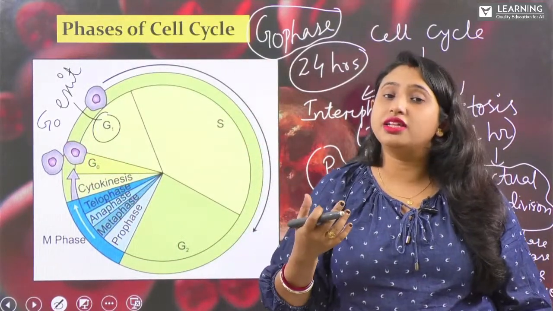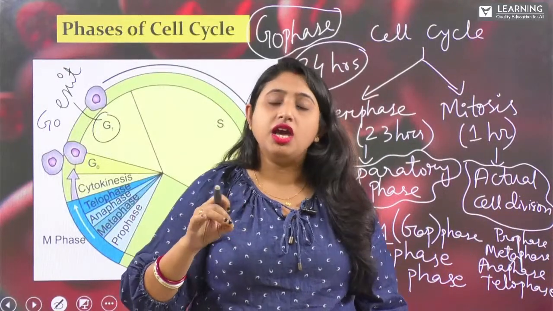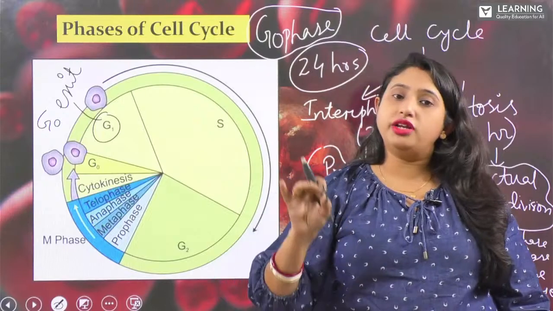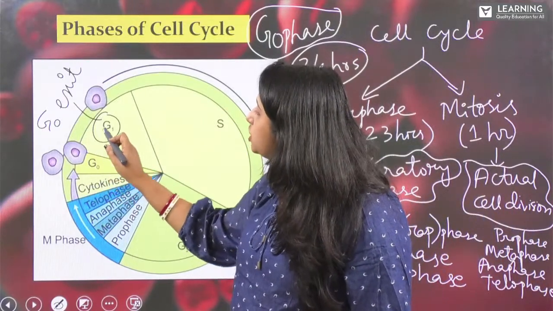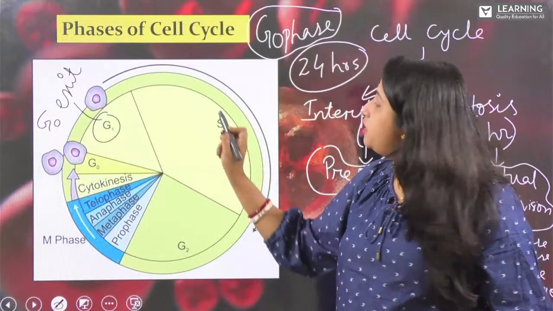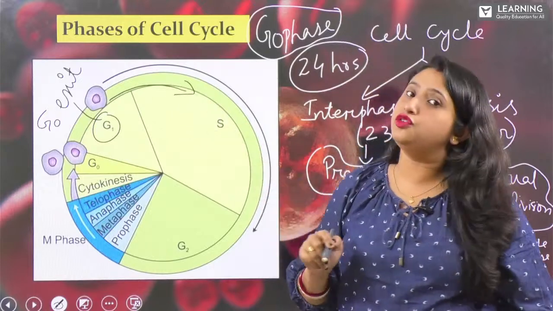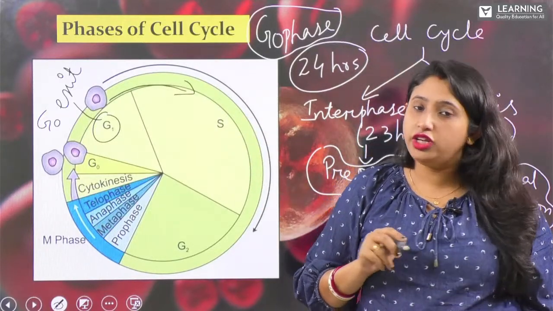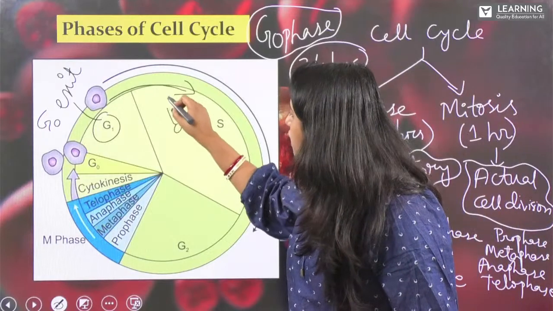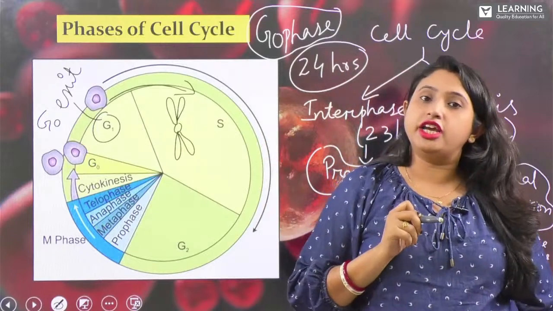There are some cells like the heart cells, the nerve cells, and the muscle cells, so they don't want to divide. They stop dividing after a certain period of time. After reaching the G1 stage, they do not undergo this S phase. So this is the phase where the actual replication of DNA takes place.